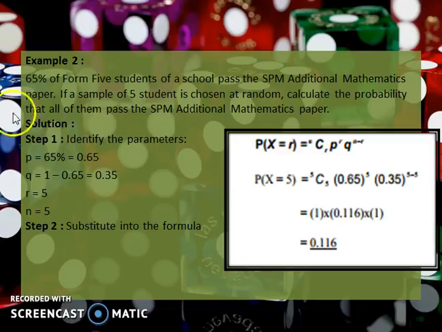Second example, 65% of Form 5 students of a school pass the SPM additional mathematics paper. If a sample of 5 students is chosen at random, calculate the probability that all of them pass the SPM additional mathematics paper. So first we have to identify the parameters, and then we substitute into the formula. So we get the answer.